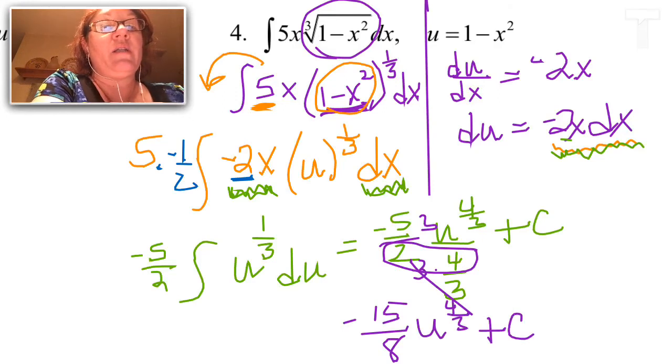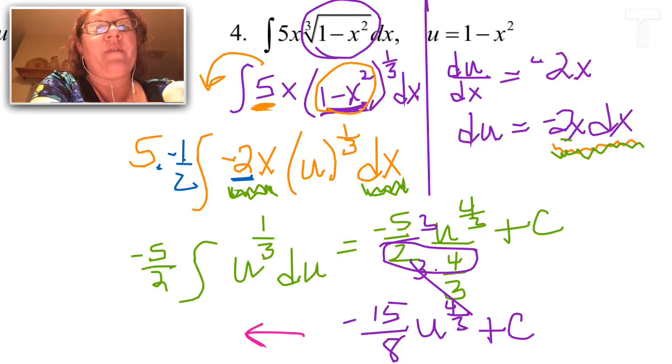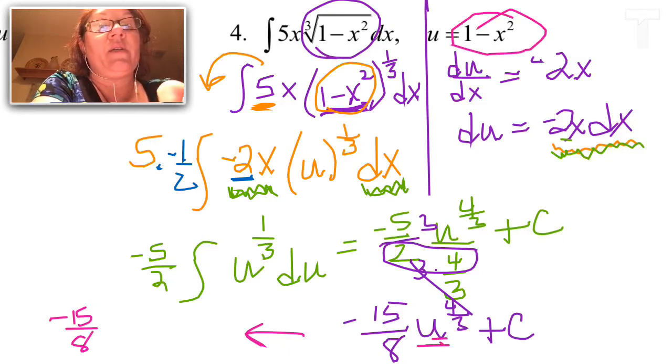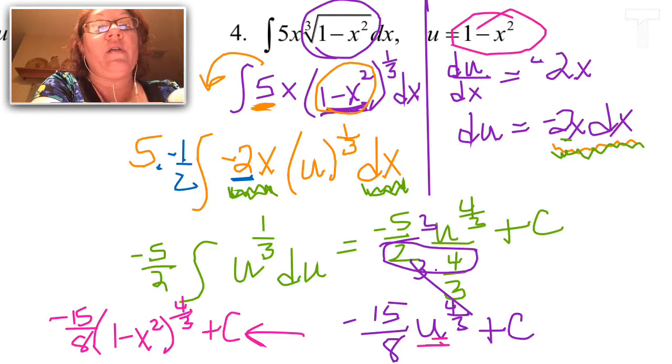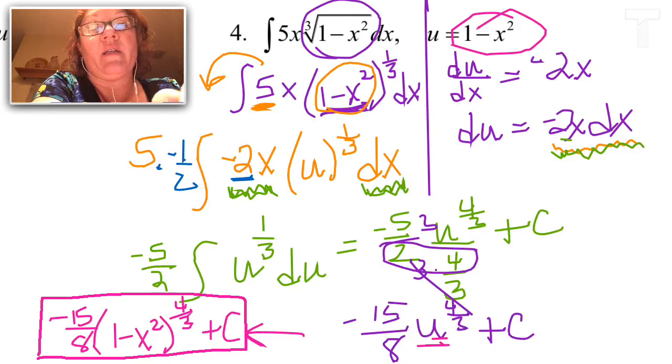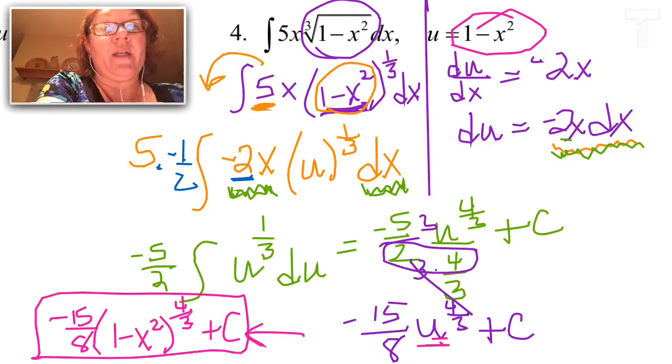And then the last thing I need to do is substitute back in for u. So I'll have negative 15/8, taking out the u and replacing it with (1 minus x squared) to the 4/3 plus c. Look at that. Not so bad. Let's try another one.